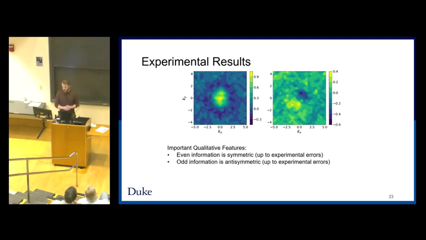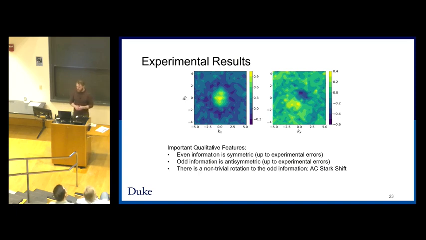The odd information is anti-symmetric around a specific dividing line. And naively, you'd think that dividing line would either be horizontal or vertical, depending on which Hamiltonian we exactly chose. But it turns out there is this non-trivial rotation that happened because of AC Stark shift in our experiment. So you just get roughly a 45-degree rotation.